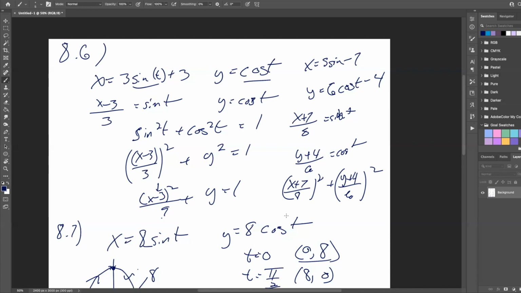The sine and cosine, as long as they have the same input, even if I did put a 4t here and a 4t here, as long as these are the same, you can still use this equation.